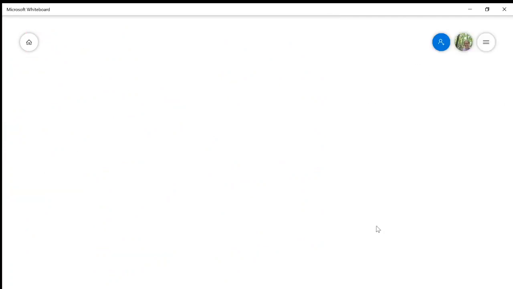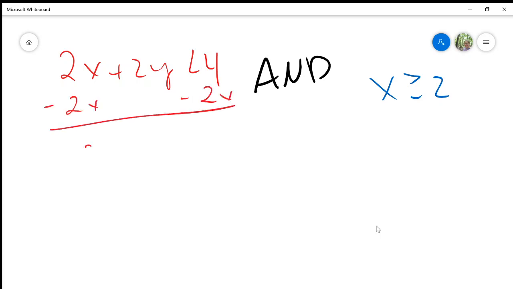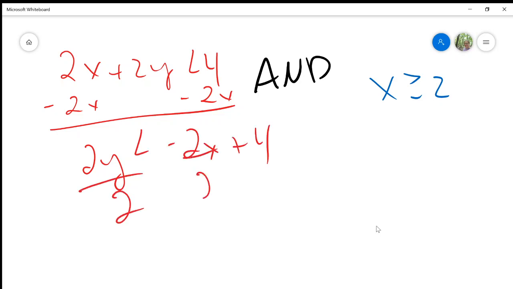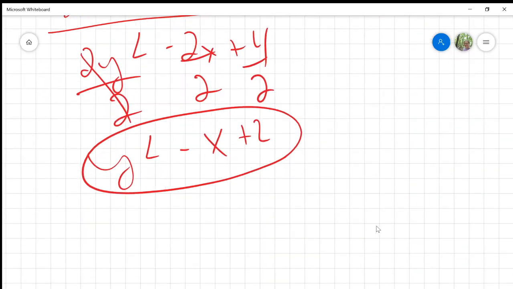Let me get a fresh page here and jot these down. I'll do them in different colors again. The first one that we had was 2x plus 2y is less than 4. And then we had the word "and," which we know means intersection, and we had x is greater than or equal to 2. In this first one, let's get it in slope-intercept form by subtracting 2x from both sides. That gives me 2y is less than negative 2x plus 4. I will divide every piece by 2, and that leaves me with y is less than negative x plus 2. There's my slope-intercept form.